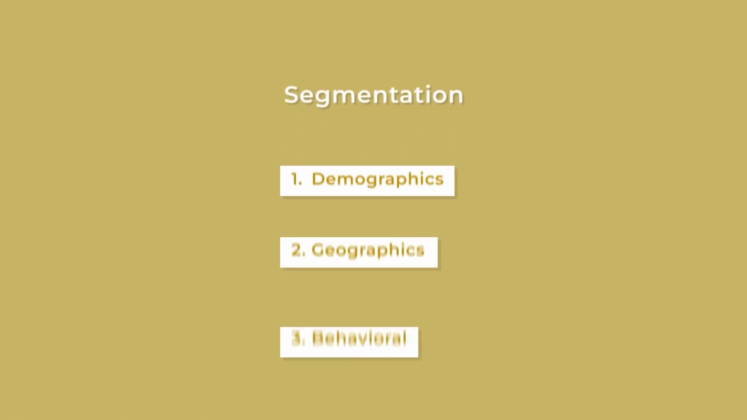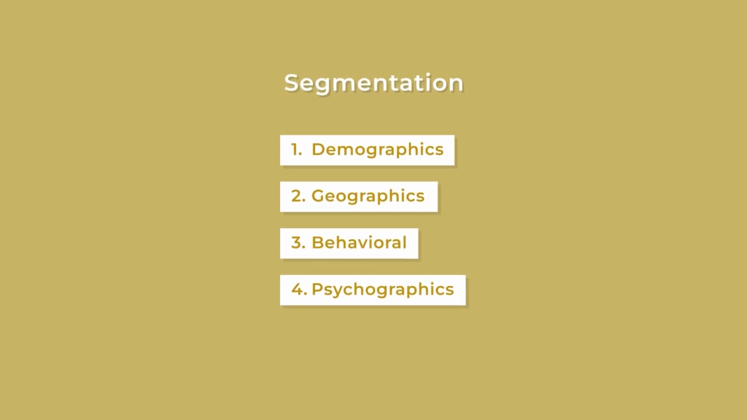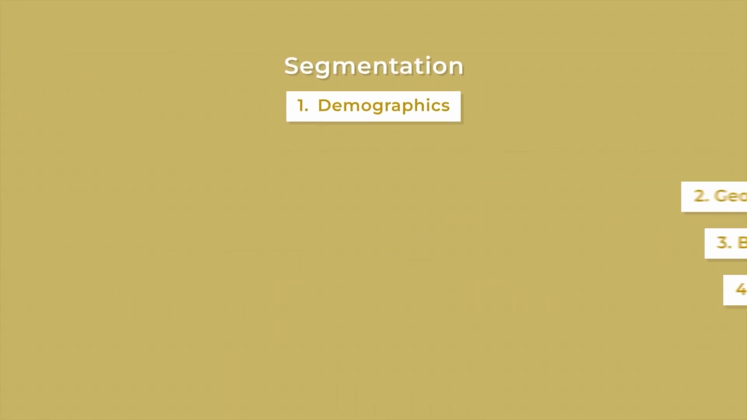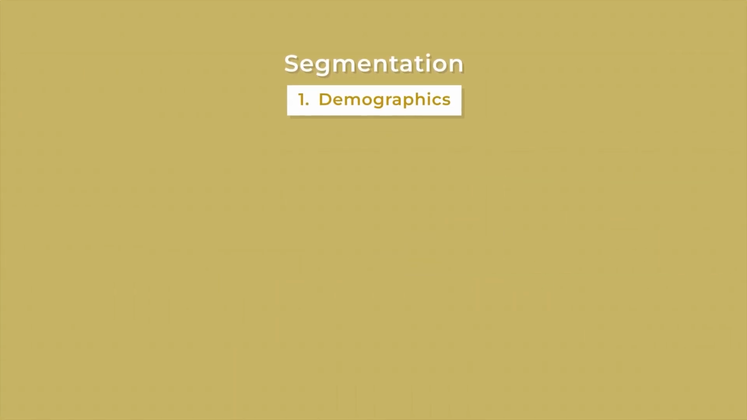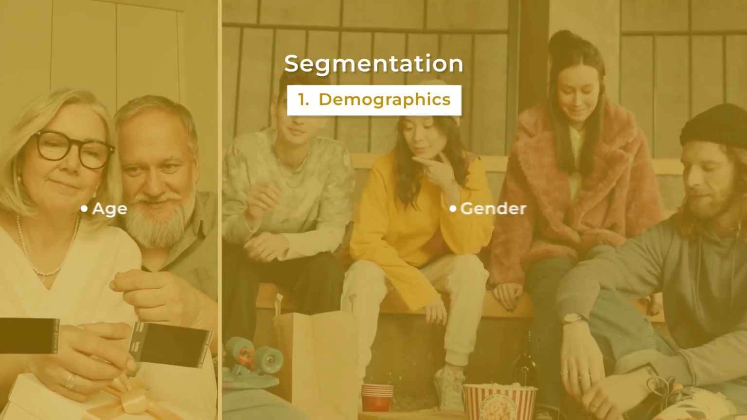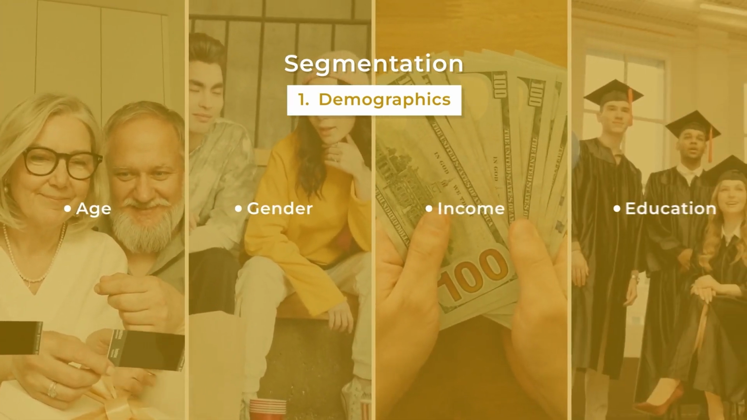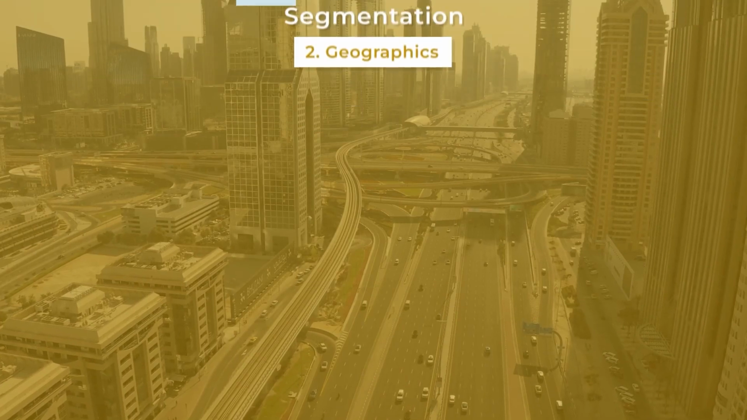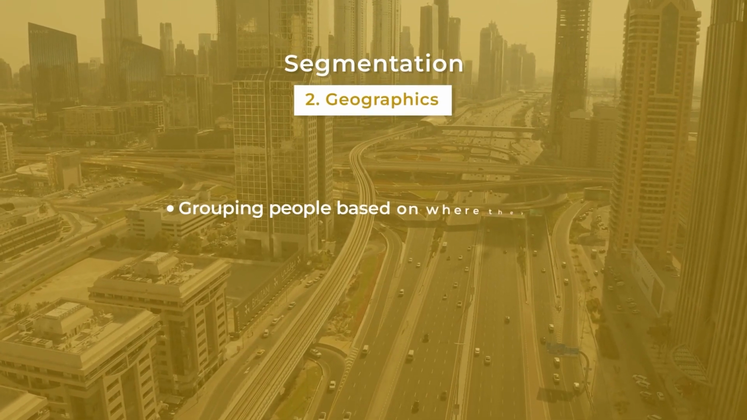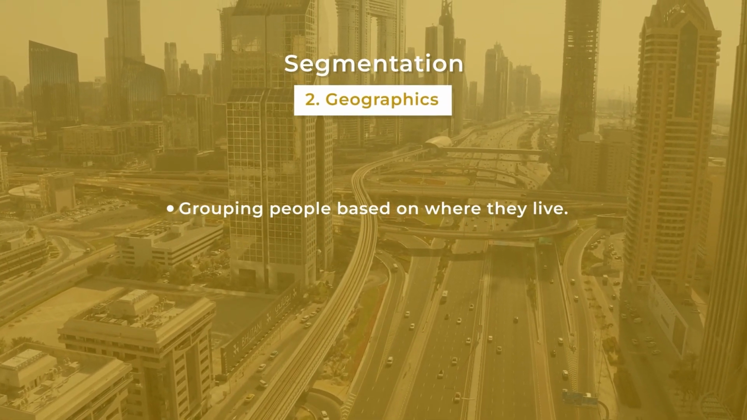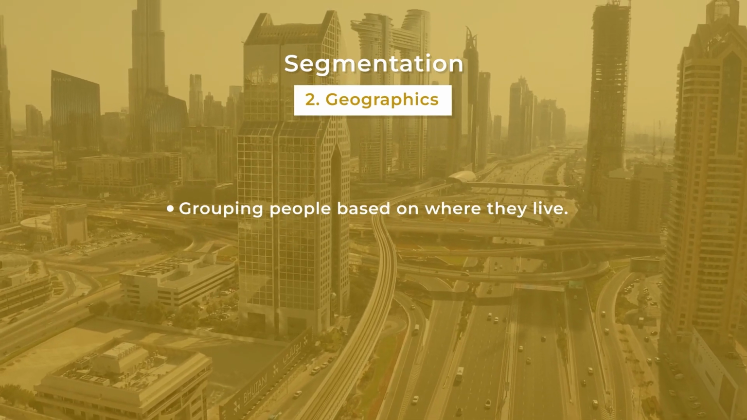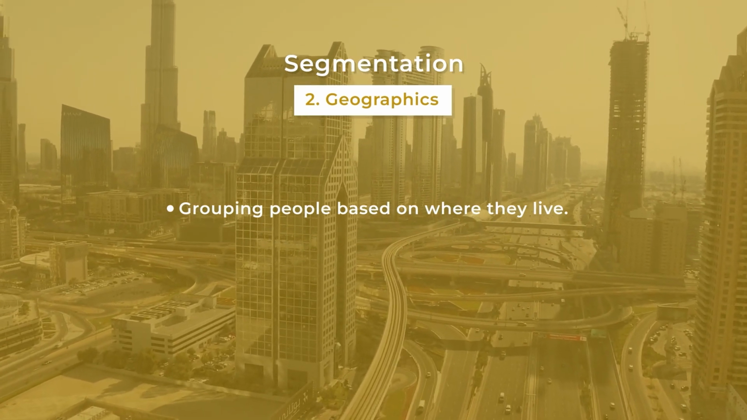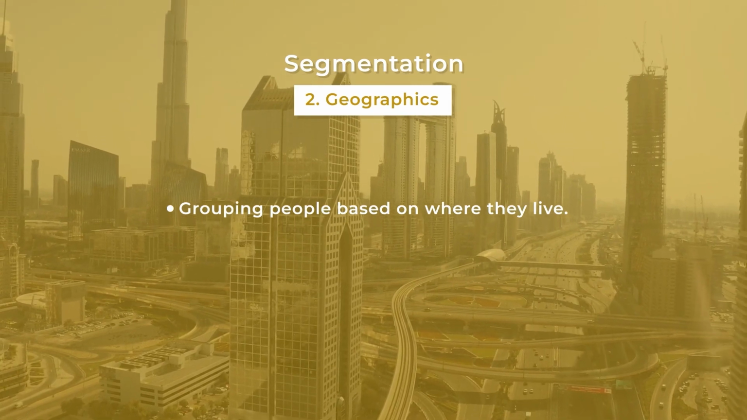Let's dive a little deeper into segmentation. There are several strategies you can use to segment an audience. Demographics. This one's straightforward. Grouping people by age, gender identity, income, education level, etc. Geographics. Grouping people based on where they live. With digital communication making the world smaller, this one's less crucial than it used to be, but still worth considering.